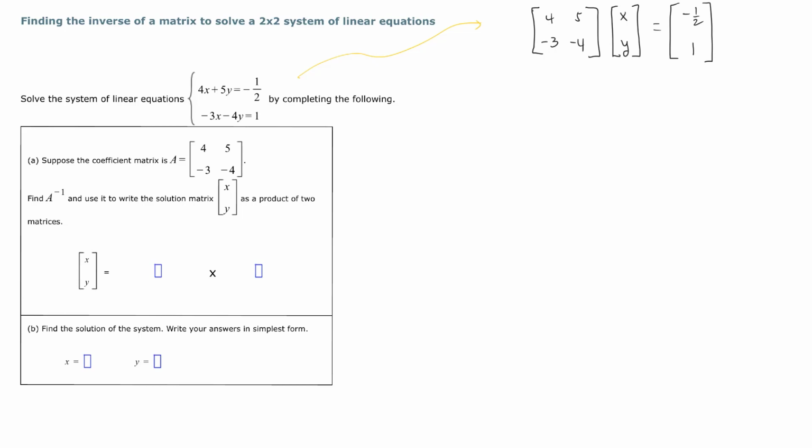Now, in order to solve this, it would be nice to find the inverse here. So 4, 5, -3, -4. It would be nice to find its inverse. That is not an exponent. That's called inverse notation. That is just a notation for inverse. Keep in mind that -1 is not an exponent. In this context, that symbol just means inverse of. It is not an exponent.